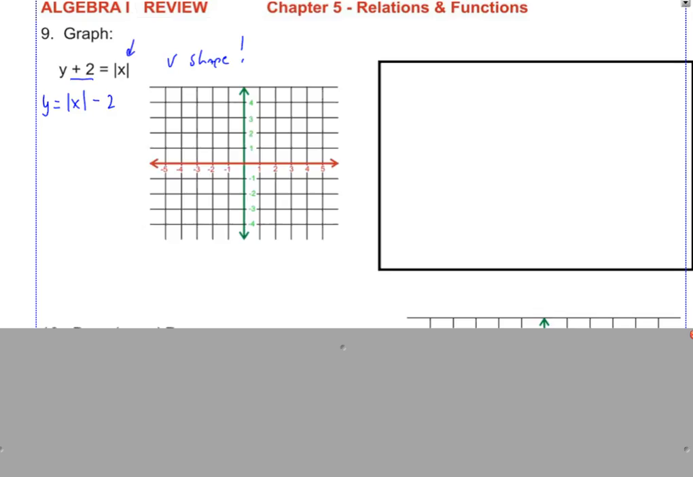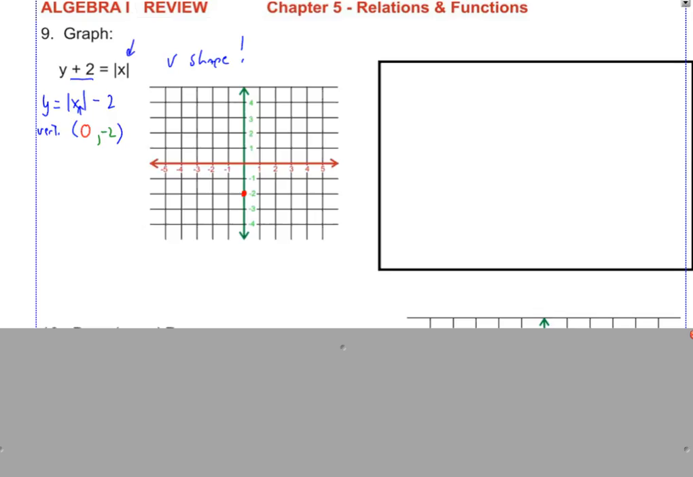Now it's best if I figure out the vertex coordinates. What is the value of h? There is none. What is nothing? Nothing is 0. What is the value of k? Negative 2. So my vertex is 0, negative 2. I'm going to plot that point.